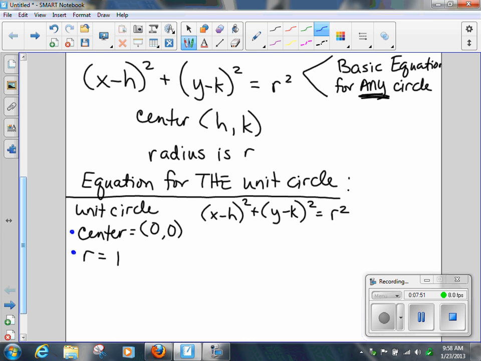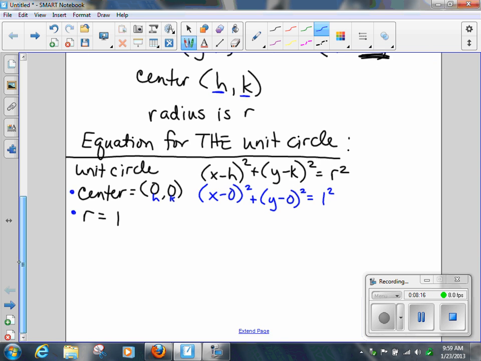The center, which is (h, k), is (0, 0). So I'm going to put x minus 0. And we are not going to skip steps here because we are deriving something. So we're going to show every single step. How about the radius? What's the radius? 1 squared.